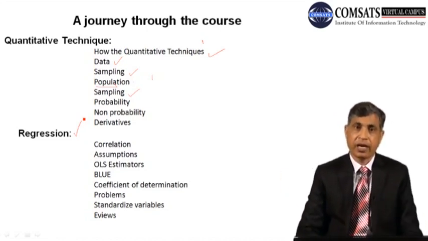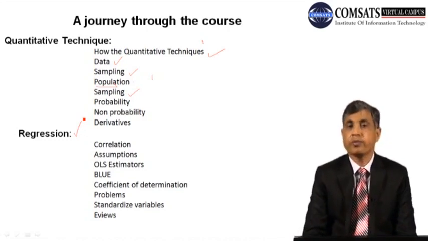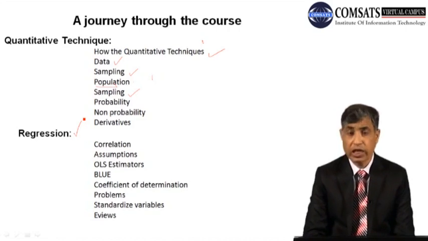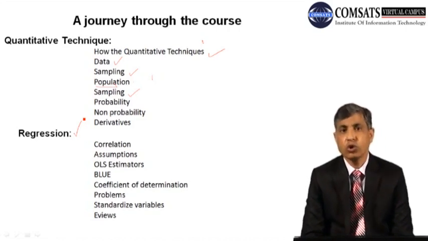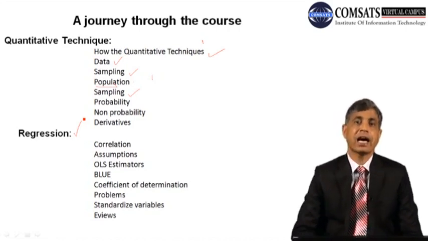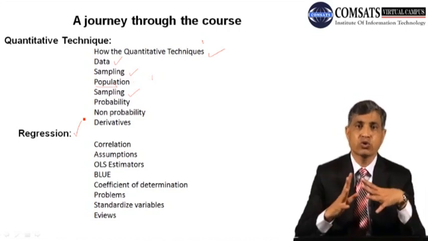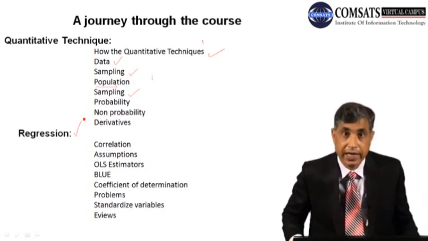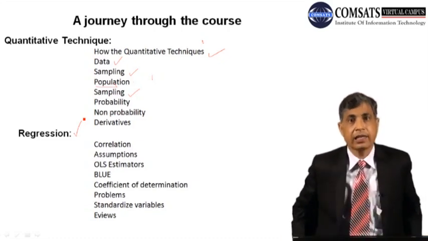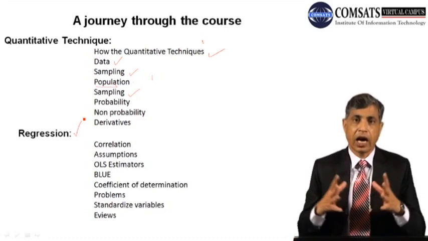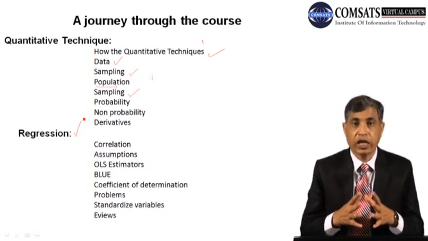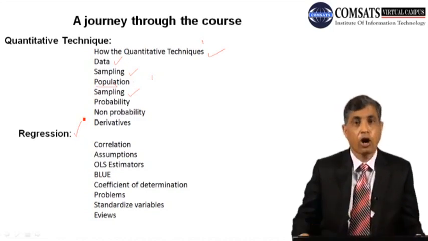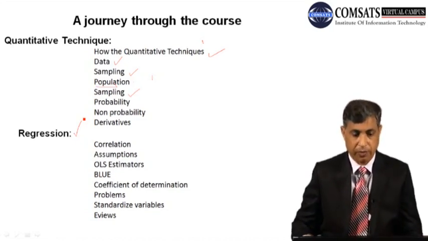If you remember, before regression, we talked about correlation. What is the difference between correlation and regression? In correlation, we just measure the degree of linear association between two variables. But in regression, we are interested in predicting the average value of the dependent variable on the basis of the independent variable.